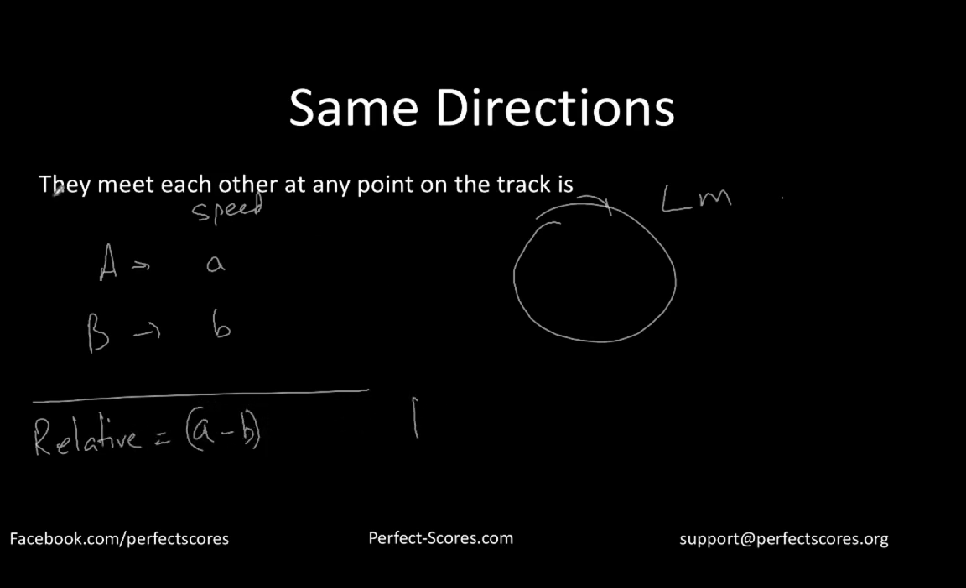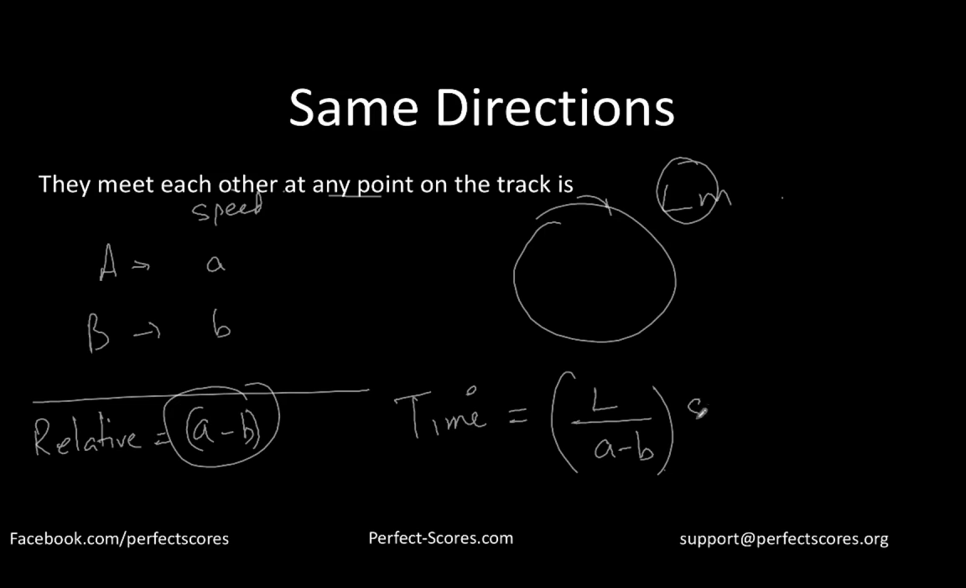Then the time taken for them to meet each other at any point of the track would be L divided by their relative speed. Right? So this is the time taken. It could be seconds, it could be minutes, depending upon the unit. So I hope you understood this point here, guys. I hope that is clear.